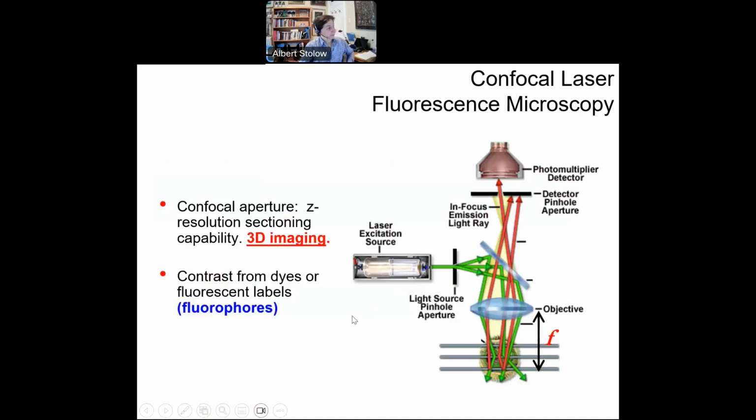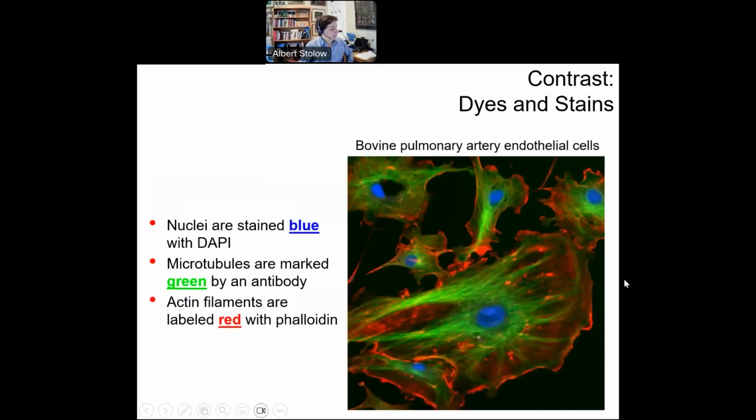People use modern microscopes. This is an example of what's called a confocal laser microscope to do 3D imaging of cells. And usually it's based on some dyes or stains which are used to color things inside a cell.